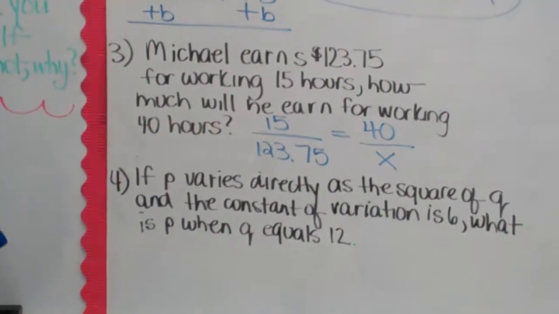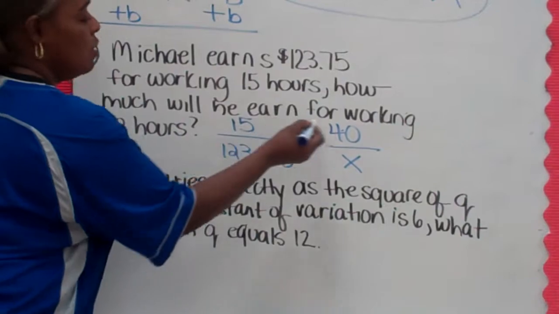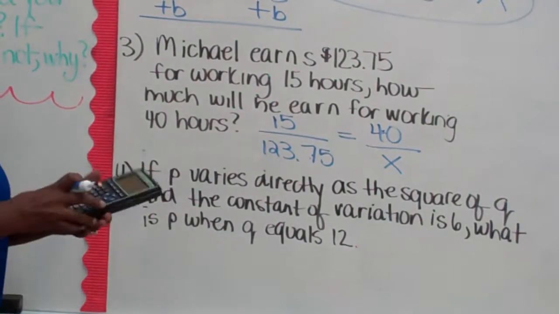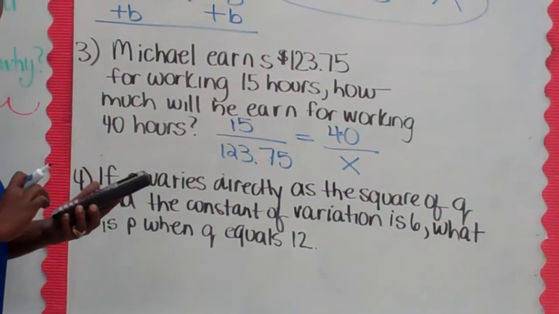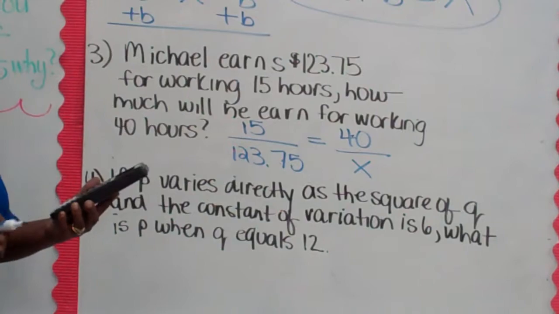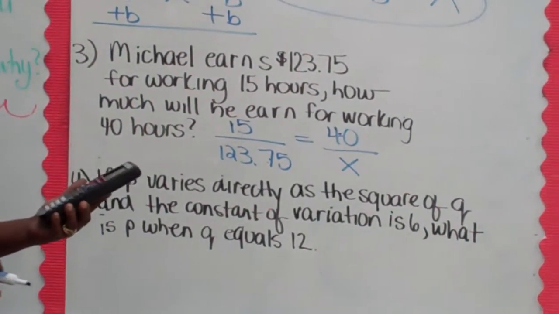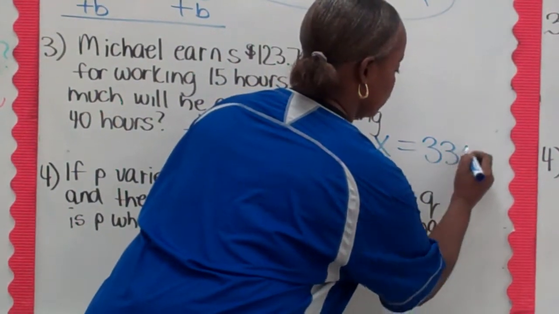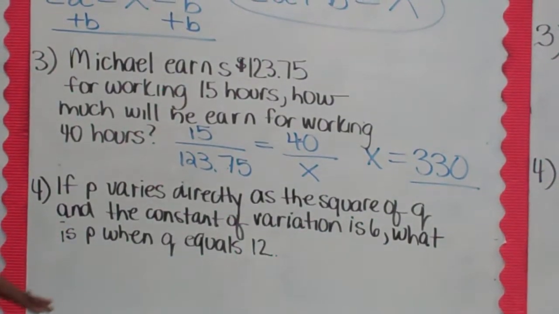Now, this is back in 6th grade. All you need to do is cross multiply and divide by 15. 40 times 123.75, and then divide by 15. So I have 40 times 123.75. Hit enter, and I'm going to divide that by 15. So how much did he earn for working 40 hours? X equals $330.